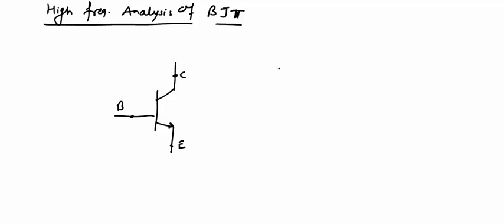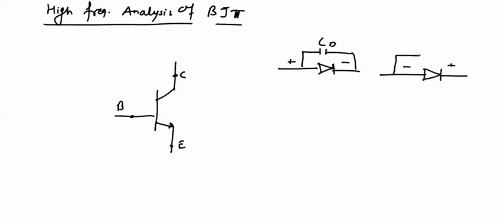We have already seen that if a diode is operated in forward bias, there is a capacitor across the diode called diffusion capacitance CD, and if a diode is operated in reverse bias, there is a capacitance across the diode called transition capacitance. These two junction capacitances will also be present in this BJT. One capacitor will be there between these two terminals, base and collector, and there will be one capacitance between base and emitter.